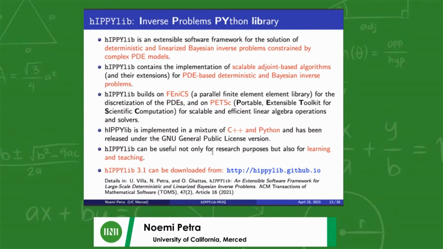I would like to emphasize that hIPPYlib can be useful not only for research purposes, but also it's a really good tool for learning and teaching. I use it in my inverse problems class, and some of my collaborators are also using hIPPYlib as a teaching tool. The latest version is 3.1, and it can be downloaded from GitHub. And again, I invite you to check out this paper for details. Here I cannot go into the mathematical derivations in detail for specific problems, but we do that in this paper.